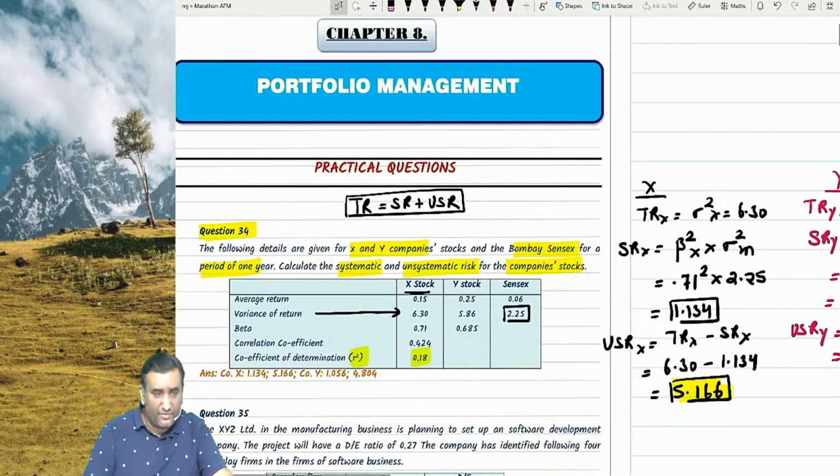We could have used the alternative, R square. What does this mean, sir? 18.18 means 18% of the total risk is systematic risk. It means 18% of total risk is systematic. Let me do something for you.